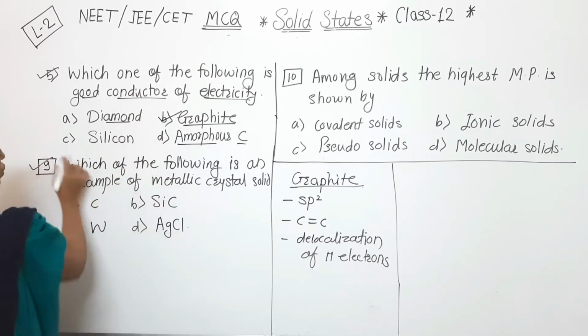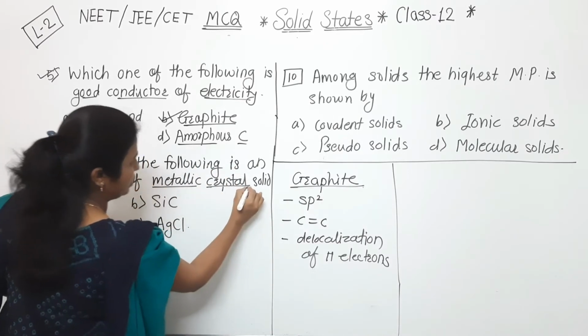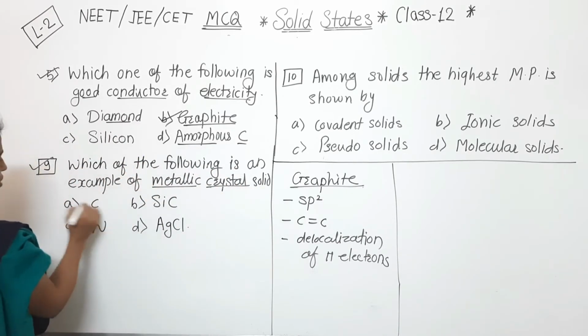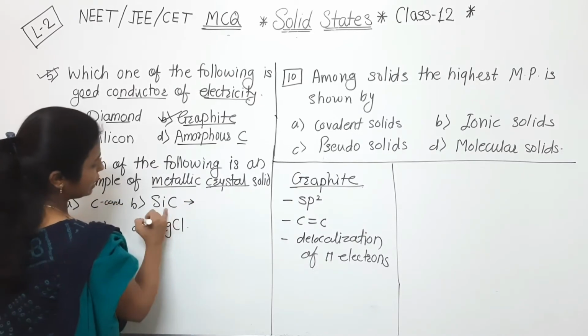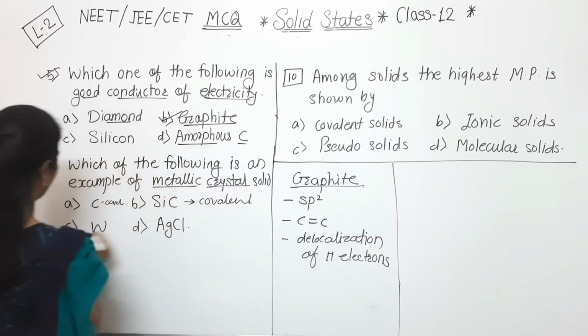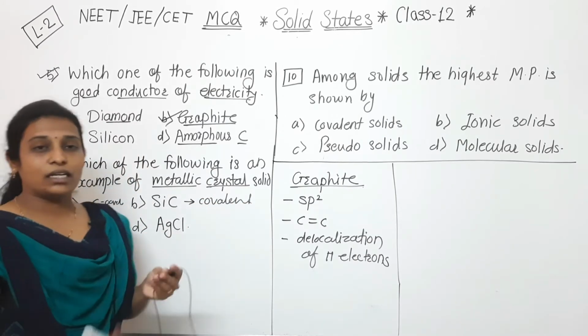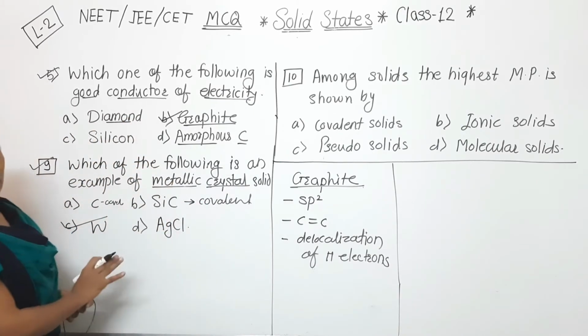Next MCQ: which of the following is an example of metallic solids? Here, carbon is a covalent solid. Silicon carbide is also an example of a covalent solid. And tungsten, W, is an example of a metallic crystal solid.